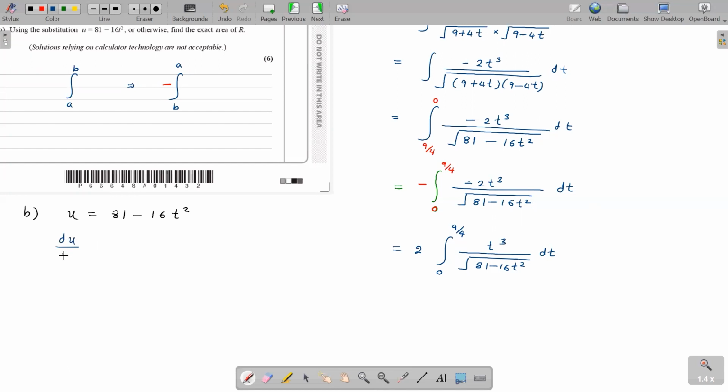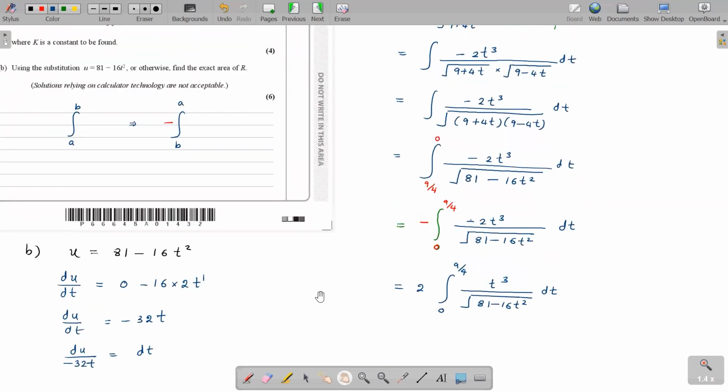So I differentiate u with respect to t. I write du by dt, which means I'm differentiating with respect to t, equals 81 differentiates to 0, minus 16 times t square differentiates to 2t to the power 1. This gives me du by dt equals minus 32t. Then I make dt the subject: du over minus 32t equals dt. Is this clear to you? dt goes to the other side as a multiplication, minus 32t comes to the other side as a division. Okay, then let's substitute.